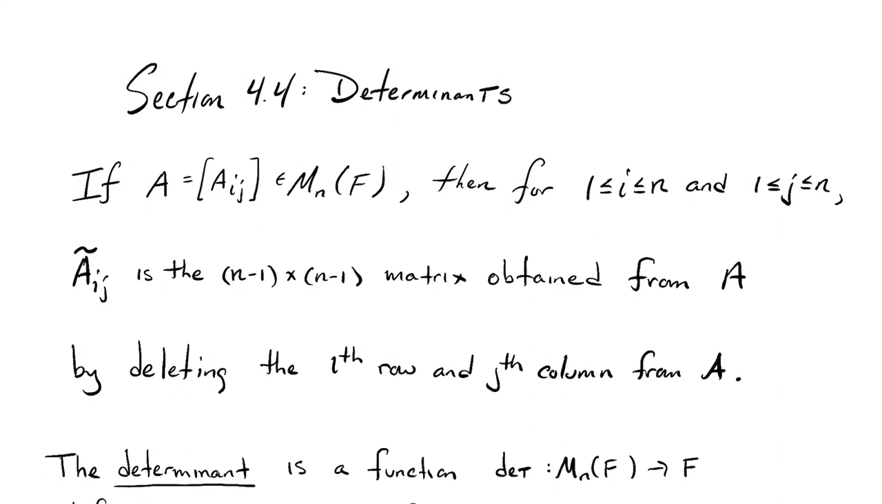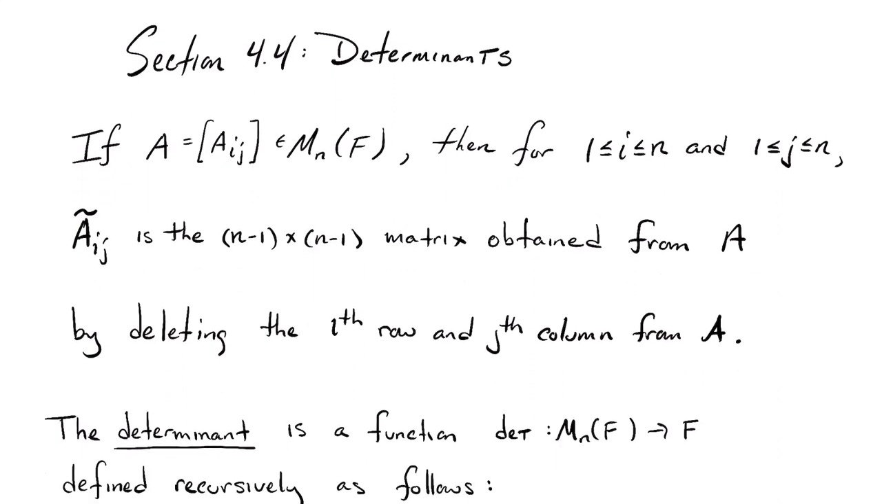Okay, so let's start by defining this structure. I need to make an auxiliary definition here. If you give me an n by n matrix, a square matrix A, I'm going to use our typical notation denoting its entries by A sub ij. I and j both range between the same numbers 1 and n because it's a square matrix. Then by A tilde ij, I mean the matrix whose dimension is reduced by 1 in the rows and columns. It's an n minus 1 by n minus 1 matrix.